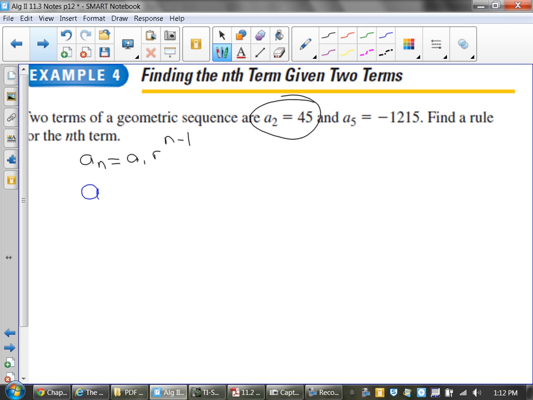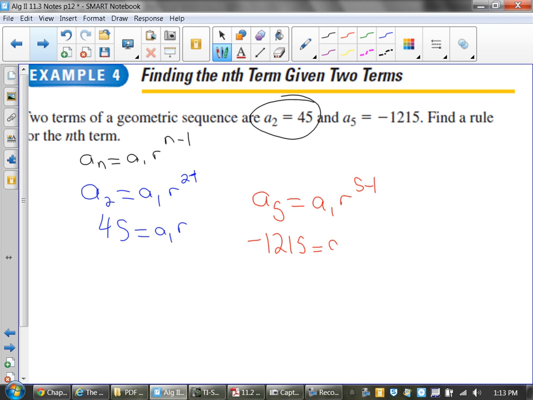So the second term is the first term times the rate to the 2 minus 1. So 45 equals first term times r, because 2 minus 1 is 1. Okay with that? Do the exact same substitution style steps when you have the fifth term being negative 1215. The fifth term is the first term to the r 5 minus 1. So negative 1215, first term r to the fourth.